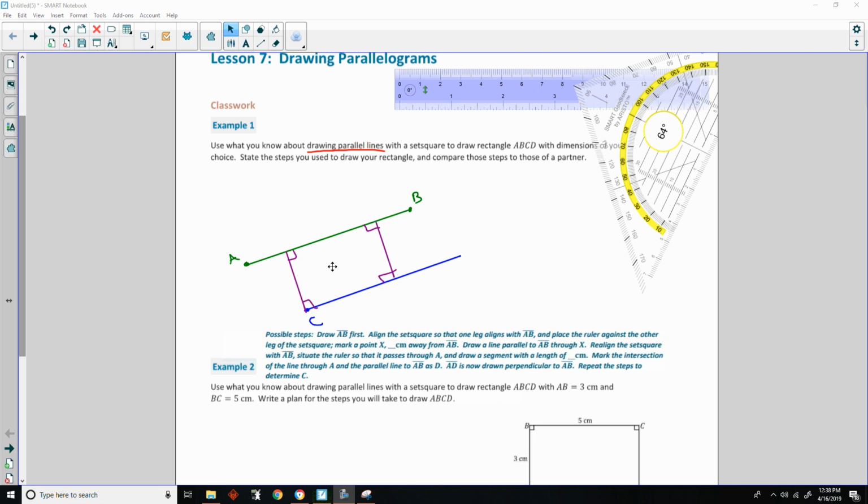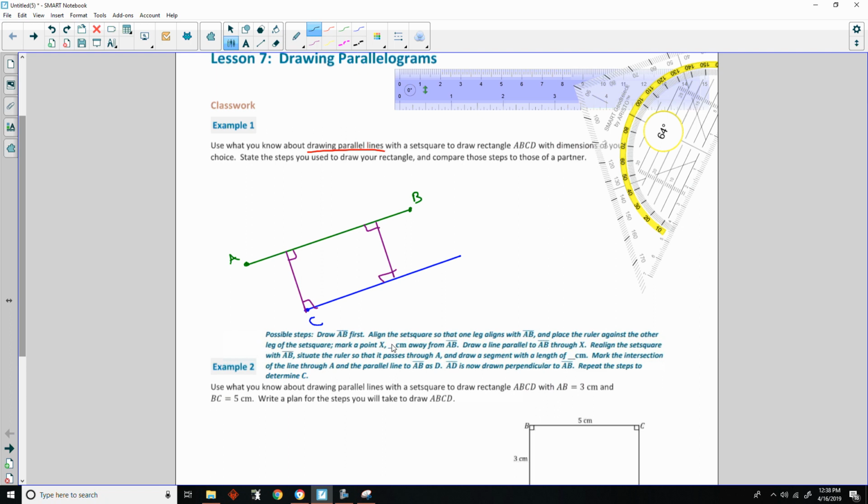Okay, so there is more than one way to create a rectangle. Here is a description of possible steps. You could draw segment AB first, which I did. Align the set square so that one leg aligns with AB, which I did, and place the ruler against the other leg of the set square.